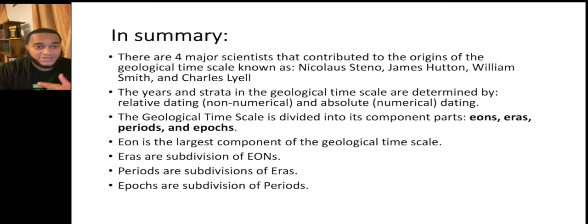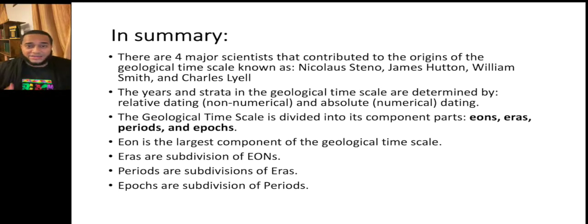We can do it one more time. Eon is the largest and broadest compartment of the geological timescale. Eras are a subdivision of eon. Periods are a subdivision of eras, and epochs are a subdivision of periods.